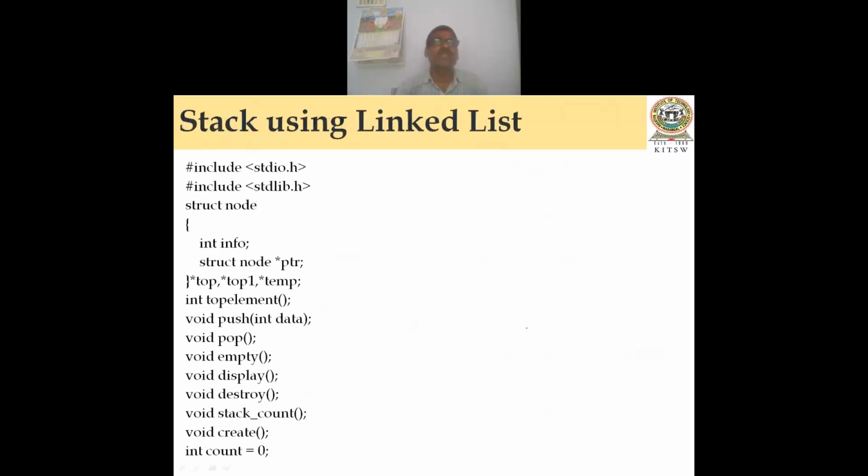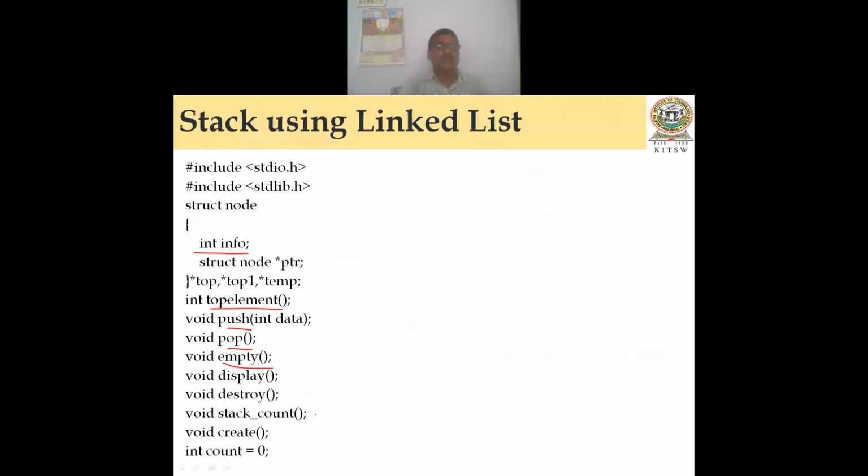Now take this program. We have a node structure similar to the single linked list node. Here we define int data or info, and struct node *ptr. Then we take struct node *top, *top1 and *temp. Here we want to return the top element, and push and pop are the methods. Empty is another method to know whether the linked list is empty. There is no full condition for a linked list stack. Then there are the display and destroy functions, and a count function.